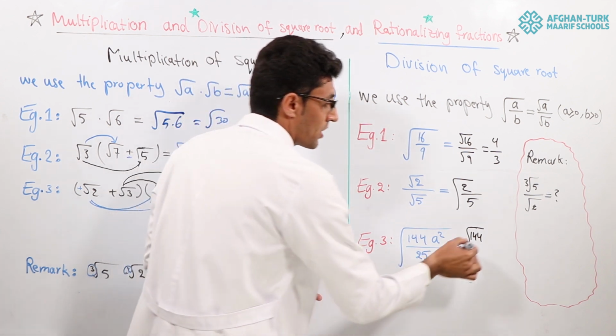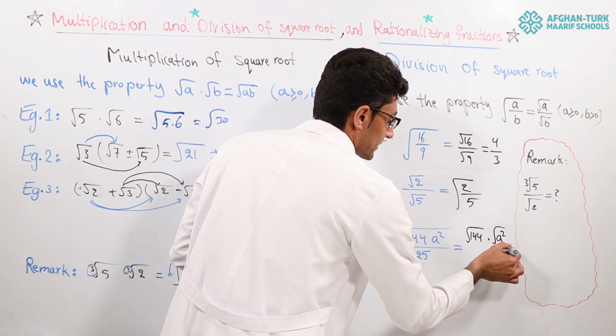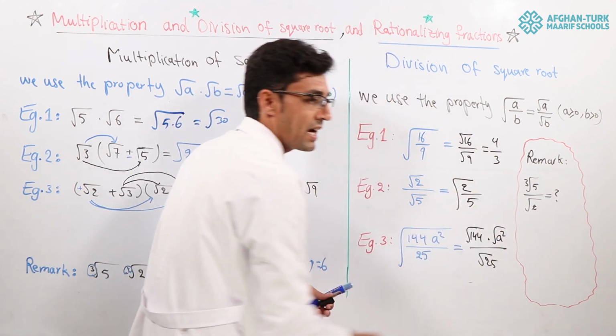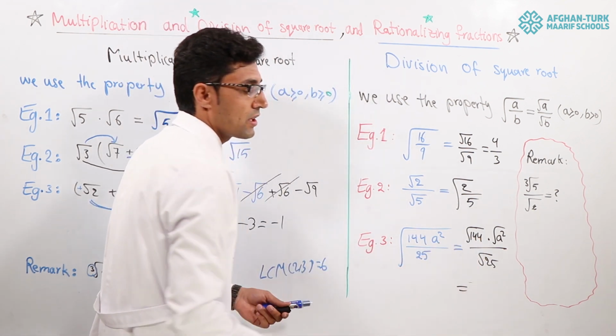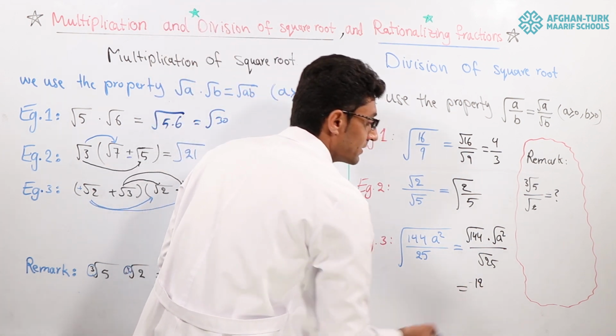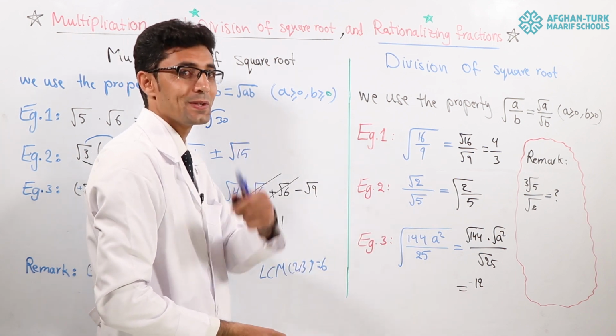144 is under the square root, multiplied. A square root divided by 25 square root. It means all of them are under the square root. And how can we solve it? A square root of 144, you know how to find. It is 12. I am your teacher, I know that, and I'm sure that you know that too.